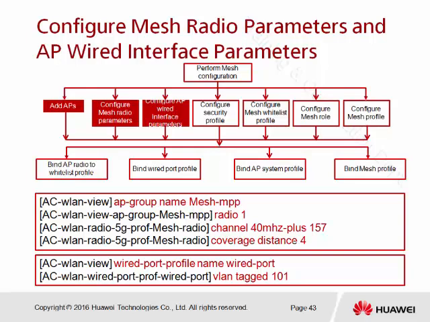As usual, we just configure all the profiles that we need in the AC first. After we have done everything, now we can perform the mesh configuration. As usual, I'm going to create an AP group. Just give the name over here just in case you forget. I would like to use the mesh MPP here. This profile I'm going to use for my MPP AP.